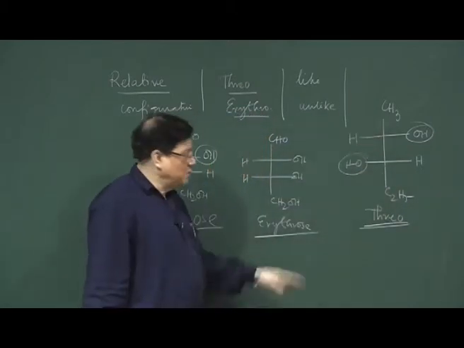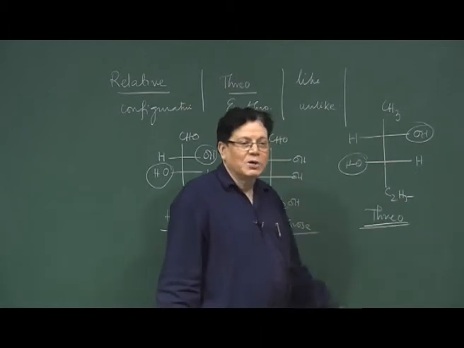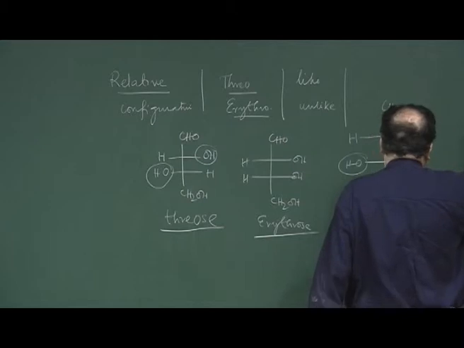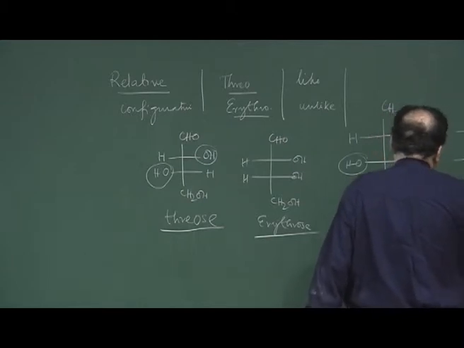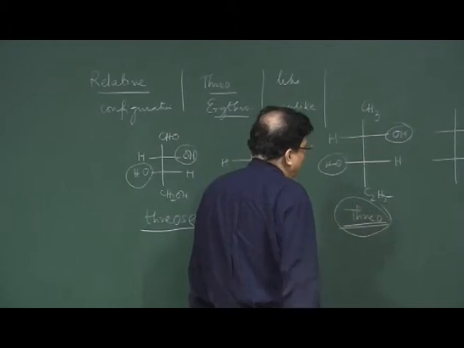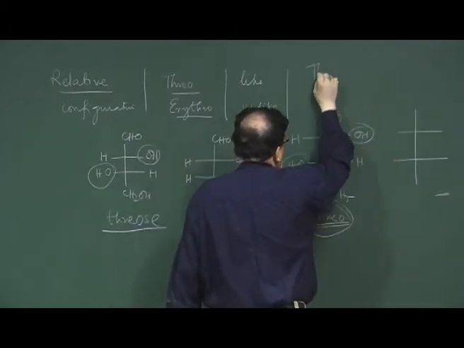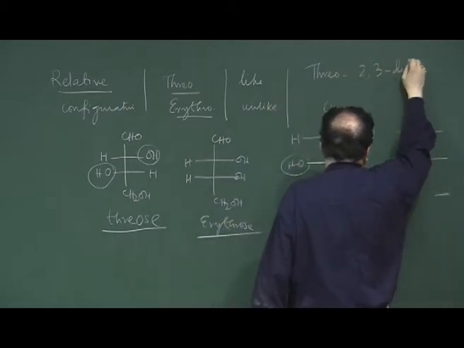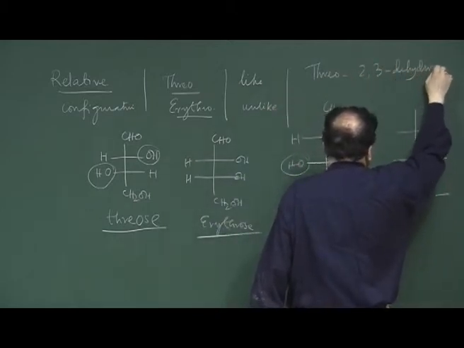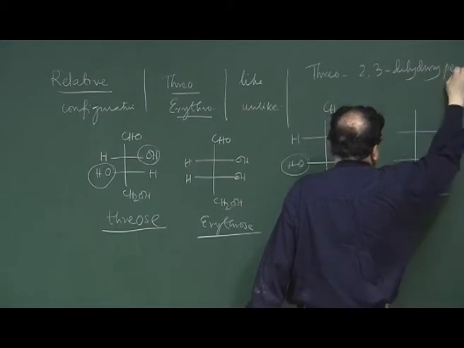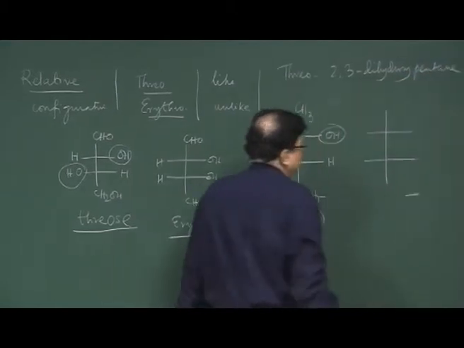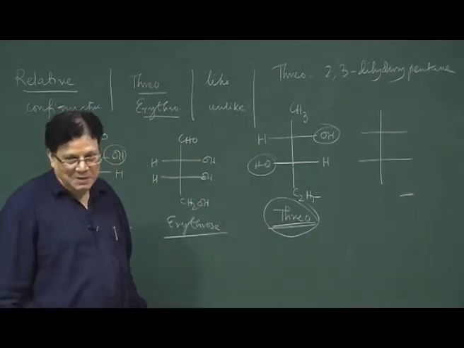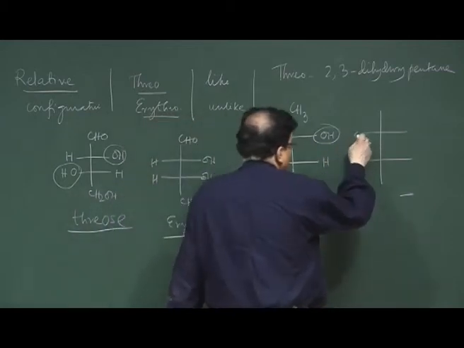2,3-dihydroxypentane. So, threo 2,3-dihydroxypentane. But remember, if I ask somebody to write the structure of threo 2,3-dihydroxypentane, he or she has to write two compounds for this, two structures for this, because this one is also threo.